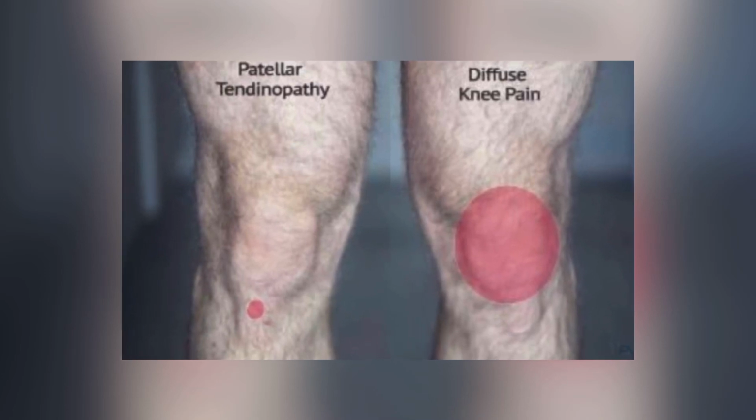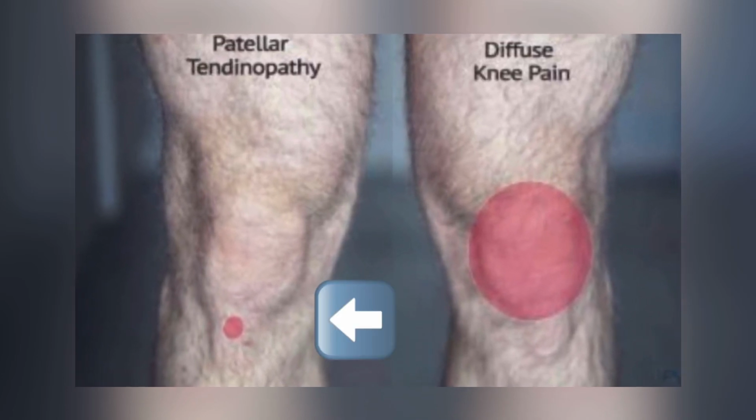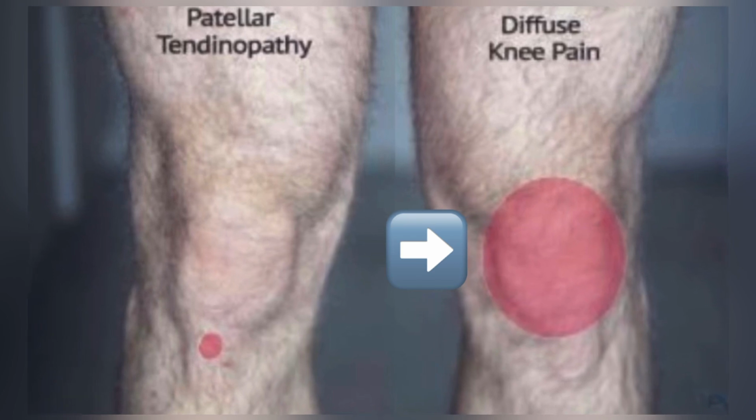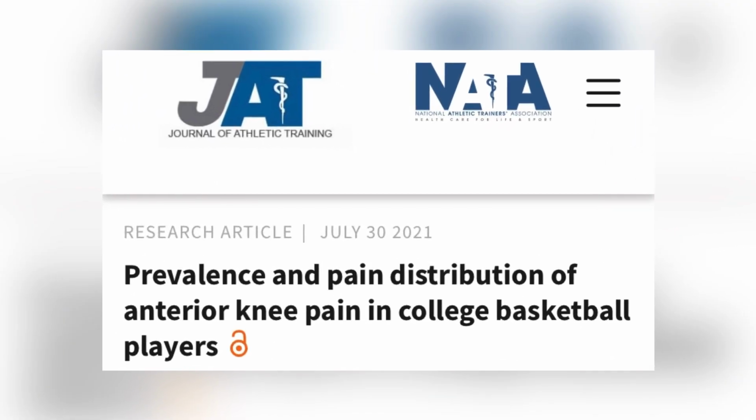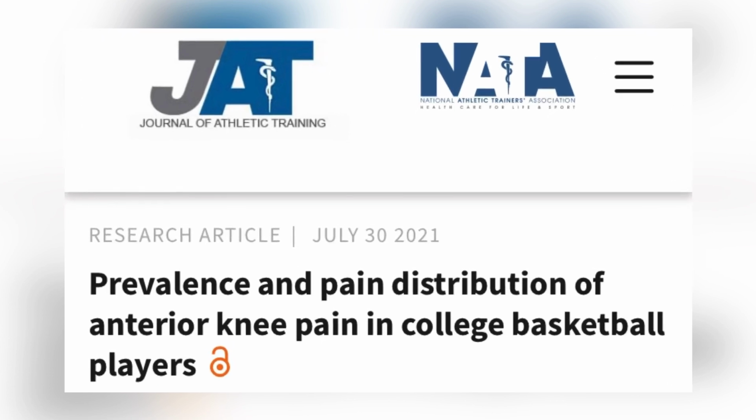Basketball athletes who get anterior knee pain usually assume they have jumper's knee, patellar tendinopathy, but they often have patellofemoral pain. This study looked at this in a large group. It's titled Prevalence and Pain Distribution of Anterior Knee Pain in College Basketball Players.